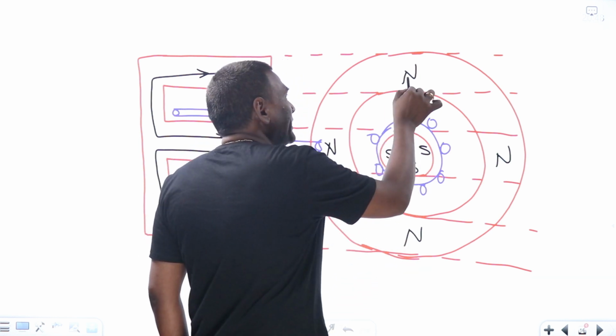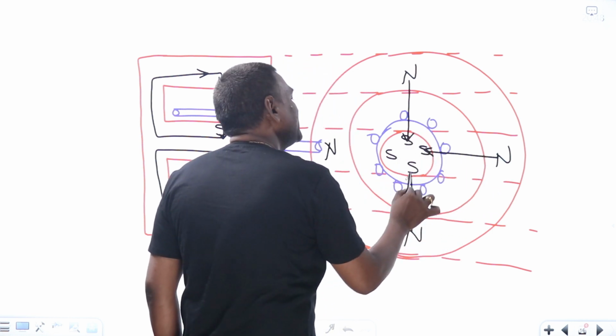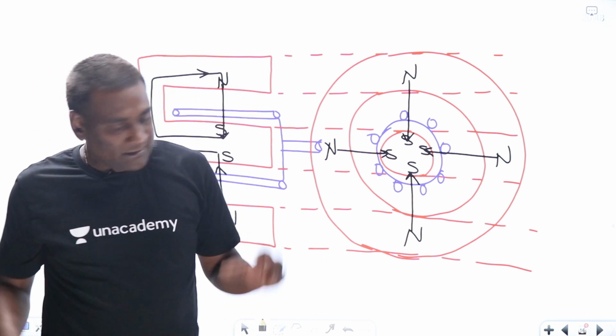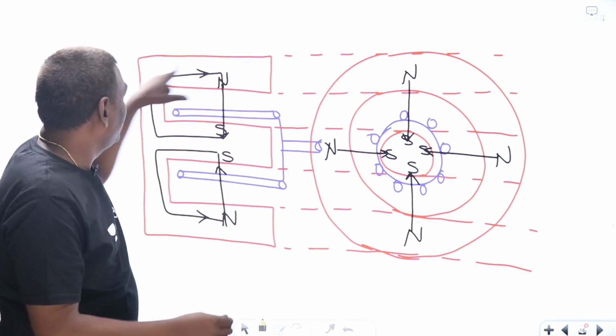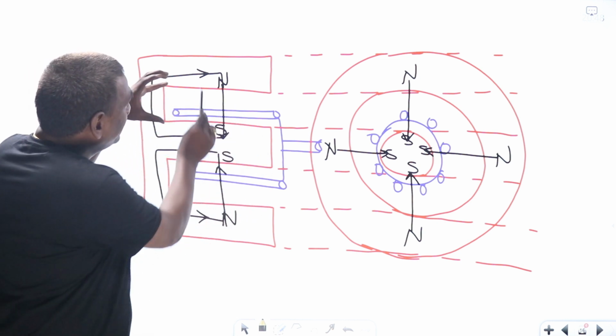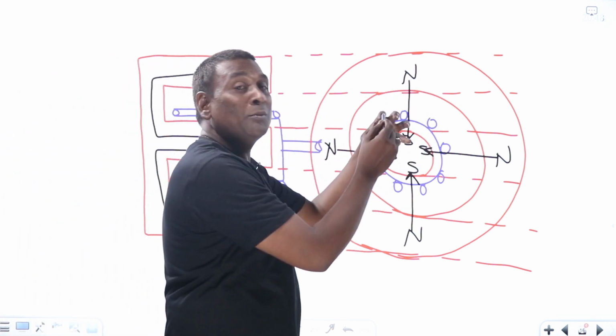Relax. From N to S, flux will go. Getting my point, right? In the sense, this is my stator, right? This is my stator. Everywhere I am going to have N pole only. Everywhere, round, see here. Everywhere I am going to have N pole only.